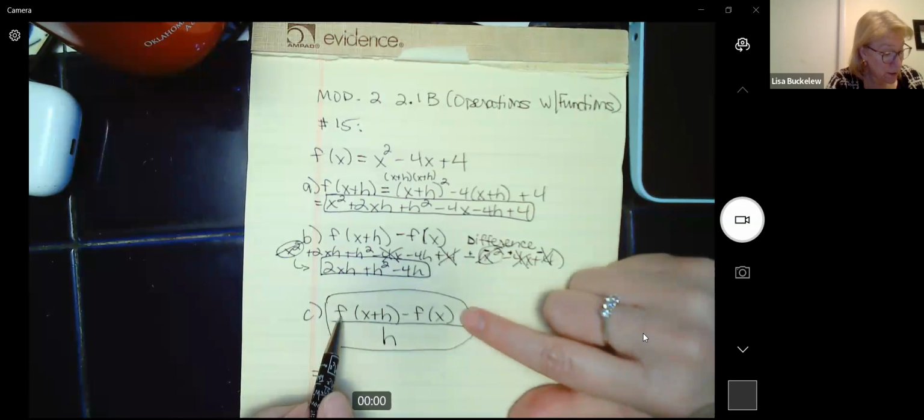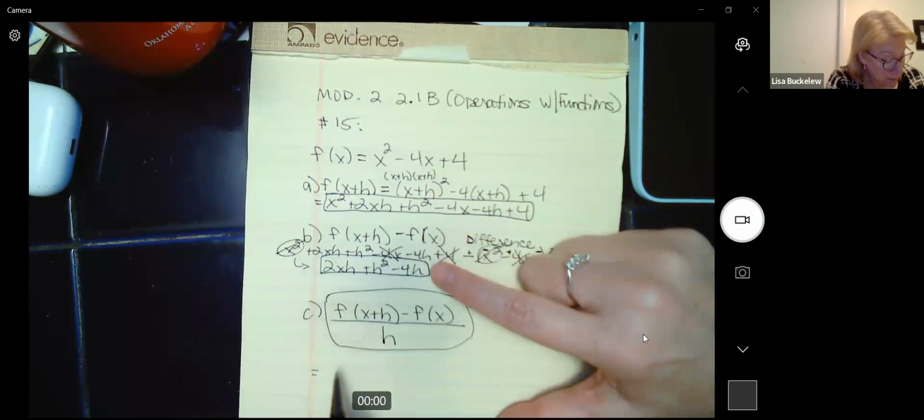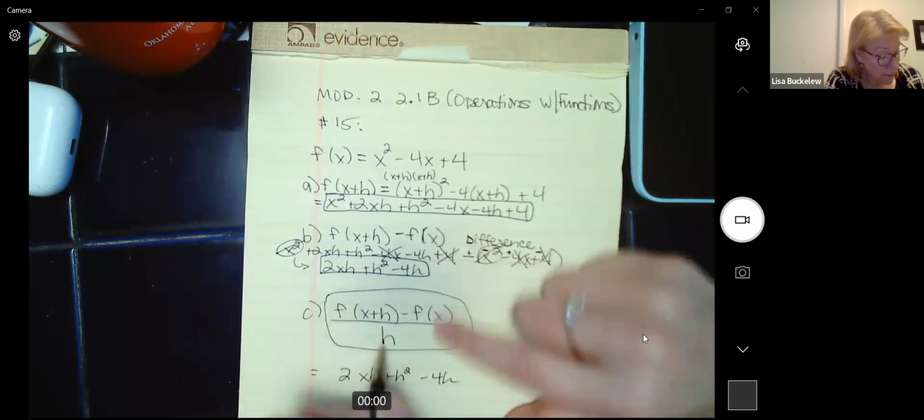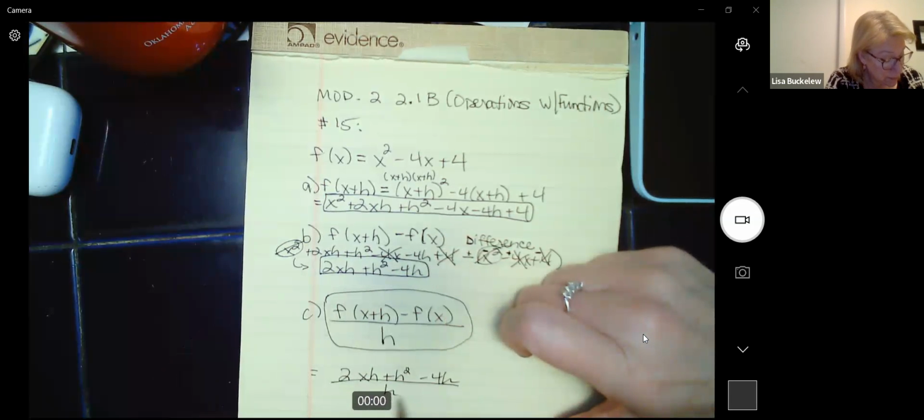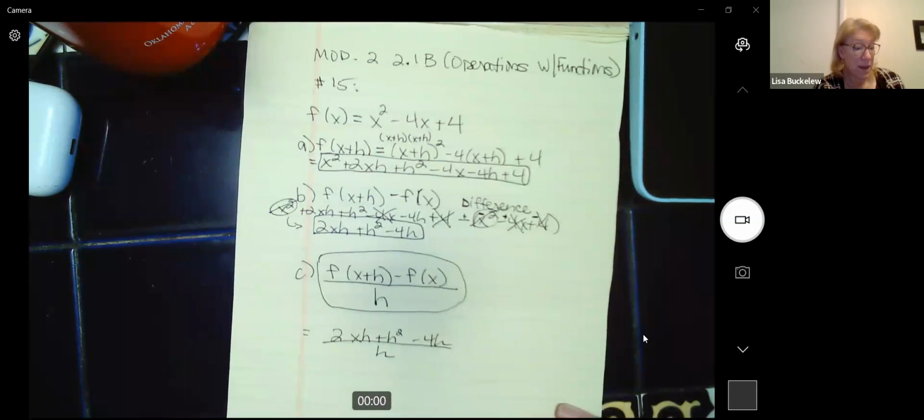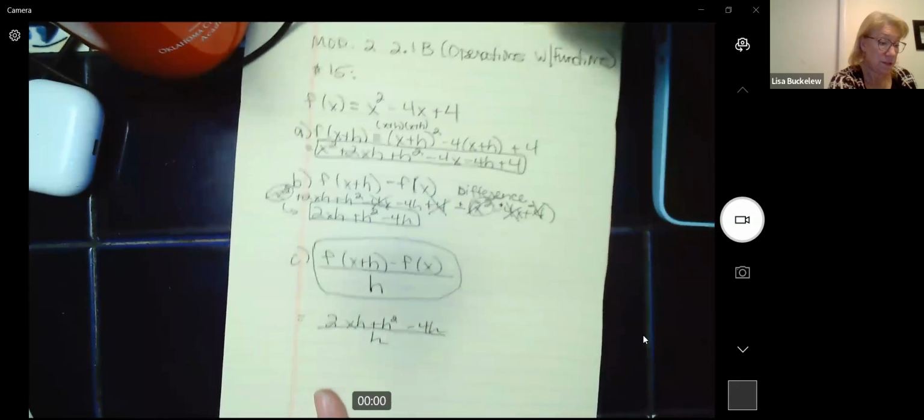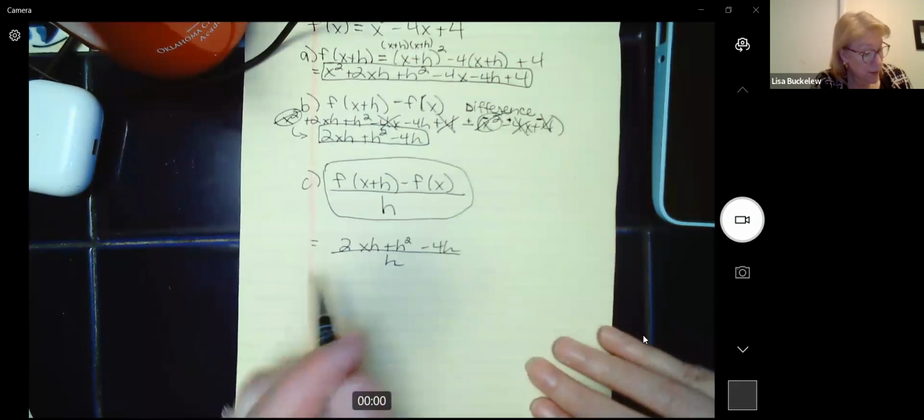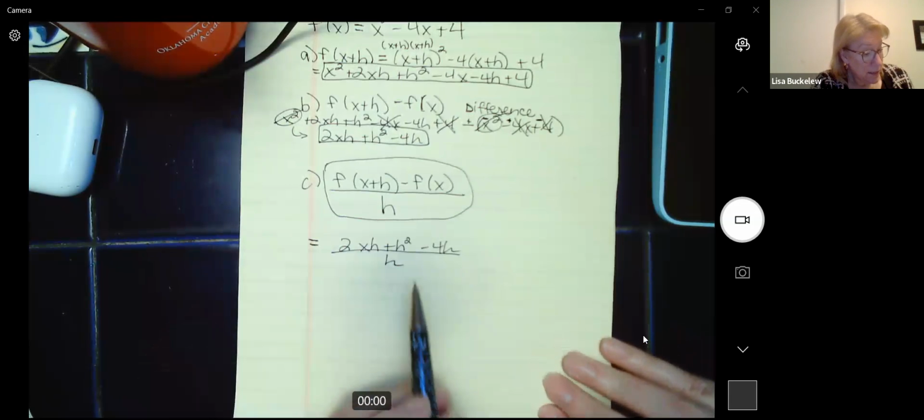All right, the numerator is exactly what we have from part B. So I'm going to write down what I had here, plus h squared minus 4h. Divide it all by h. Okay, now here's the thing. We want to know how to simplify this. So this is kind of a big deal that when this simplifies, this works out right.